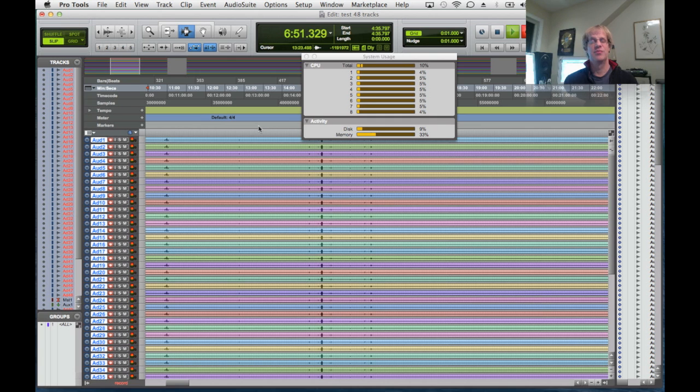So there you have it. Pro Tools 11 recording 48 tracks at a buffer of 32. Wow.